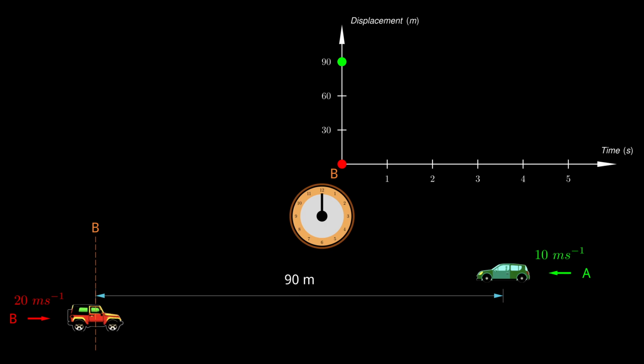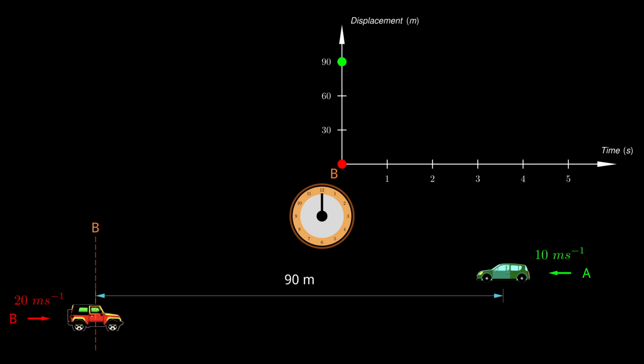Both vehicles are moving at constant velocities, allowing us to express their motion using linear displacement time functions. However, it's important to note the difference in their velocity directions. Vehicle B is moving in the positive direction of displacement, meaning its velocity vector is positive. This results in a positive gradient for the displacement time graph of Vehicle B.